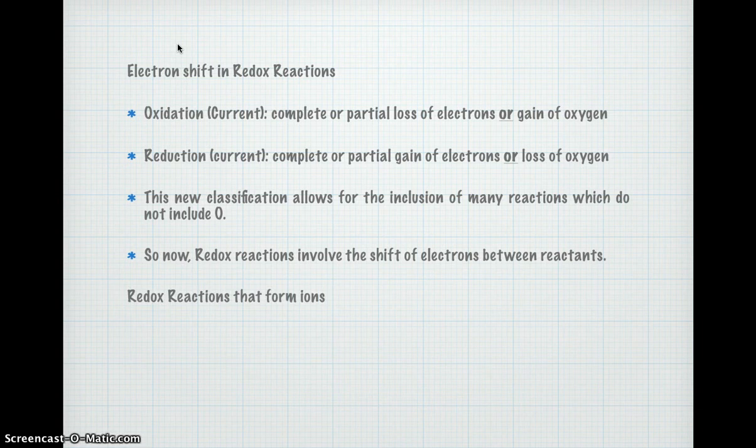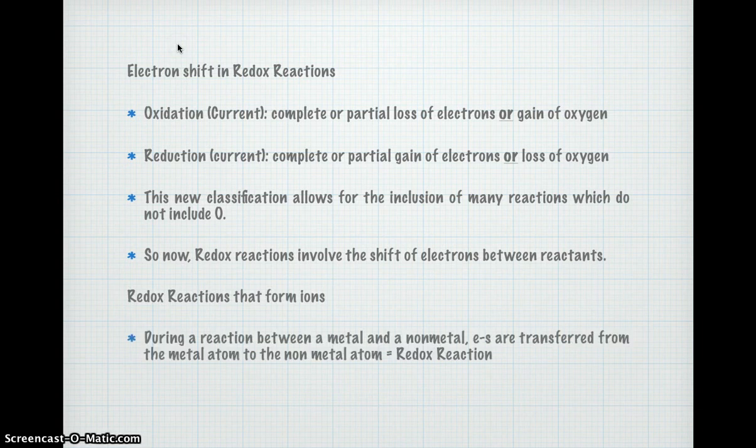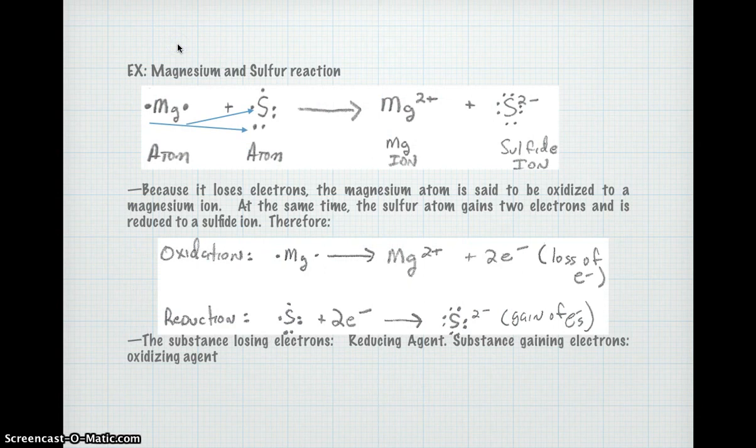So we have redox reactions that will form ions. During a reaction between a metal and a nonmetal, electrons, e negatives, are transferred from the metal atom to the nonmetal atom. That is a redox reaction. Alright, let's take a look at what we have here. We have a drawing of a magnesium and sulfur reaction. Over here on the left you can see magnesium with its 2 electrons, and it's going to combine with sulfur, which has its 6 electrons.